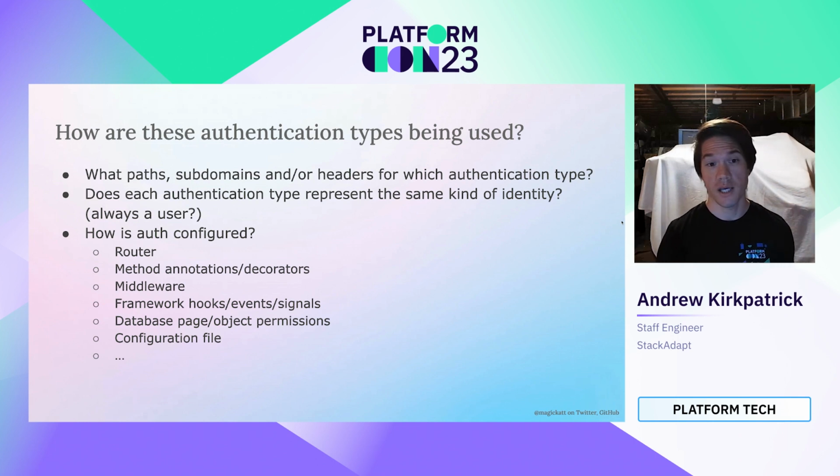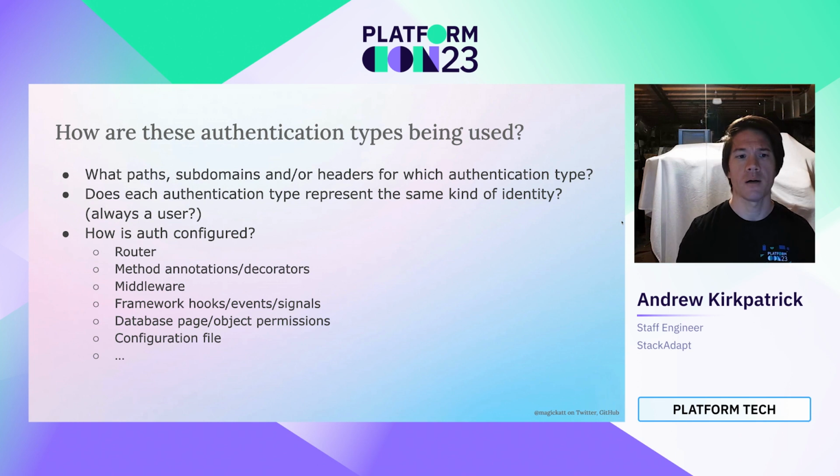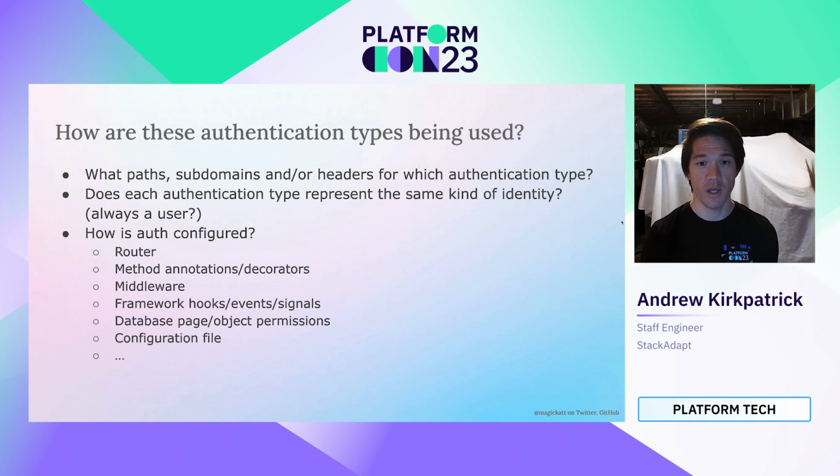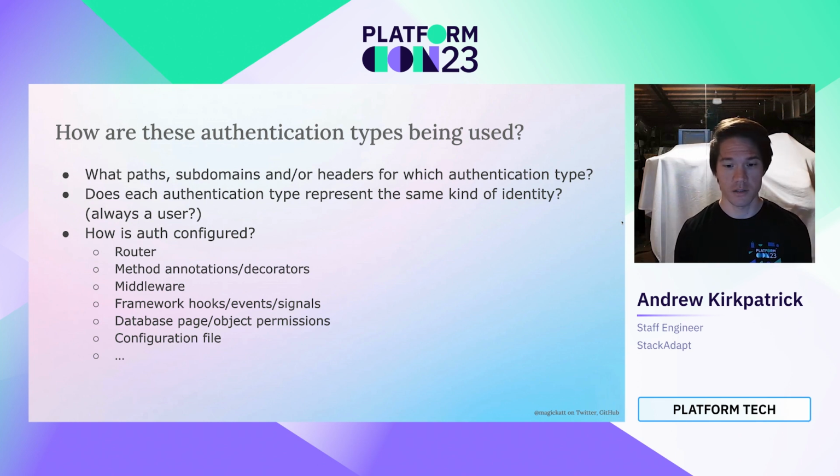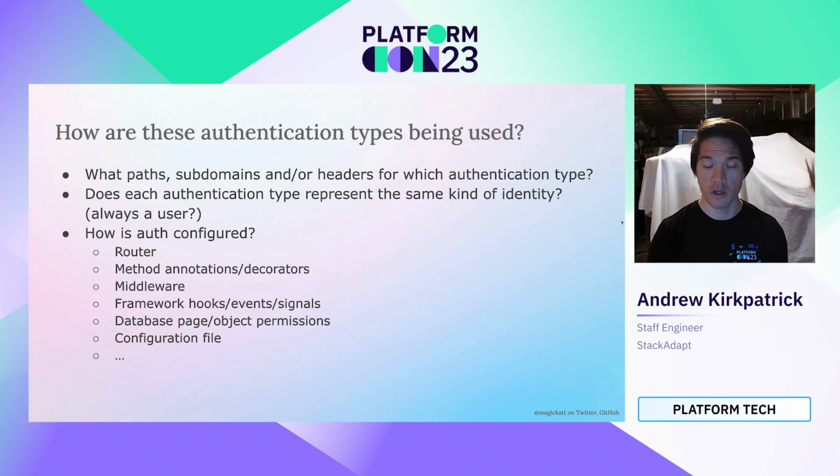For each authentication type, does it always actually represent the same kind of identity? For example, is it always a user, or is it some kind of other concept in your domain? And how is auth actually configured? For example, if it's within a framework, is it configured in code, configuration files? Is it database lookups? Could be from a variety of sources.